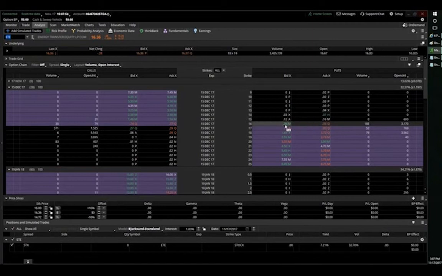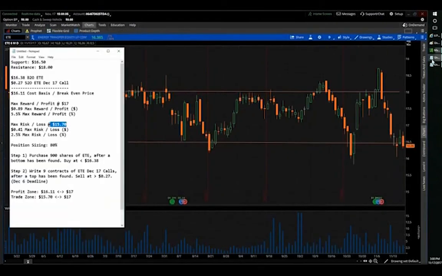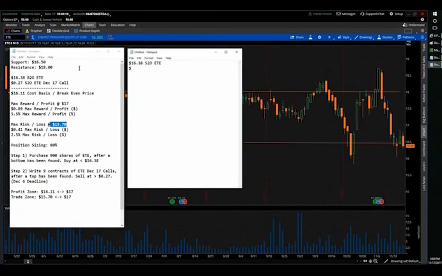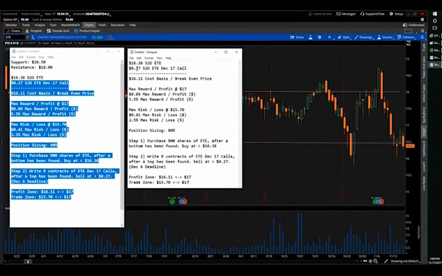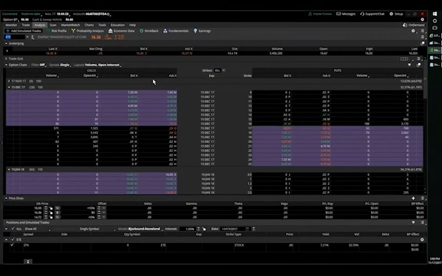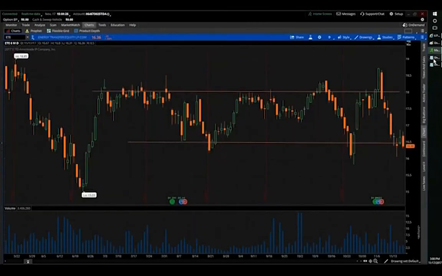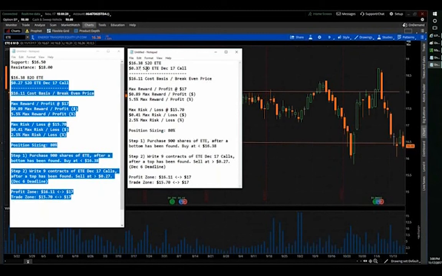$16, which is slightly out of the money, is trading between 36 and 38 cents. So we'll go with 37 cents. In fact, what I'm going to do here is copy this so that it saves me a little bit of time, so I'm not typing it all out for you. So we're talking about, I think I just said 37 cents. Let me verify it one more time. Yes. So 37 cents, sell to open the ETE December 16 put.